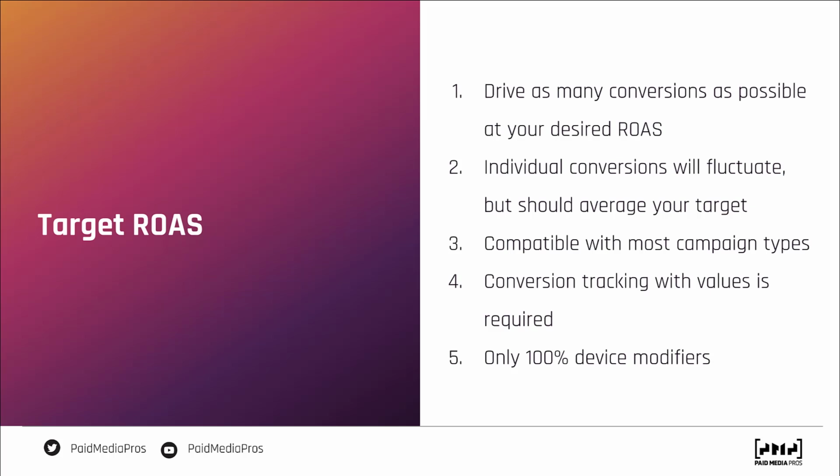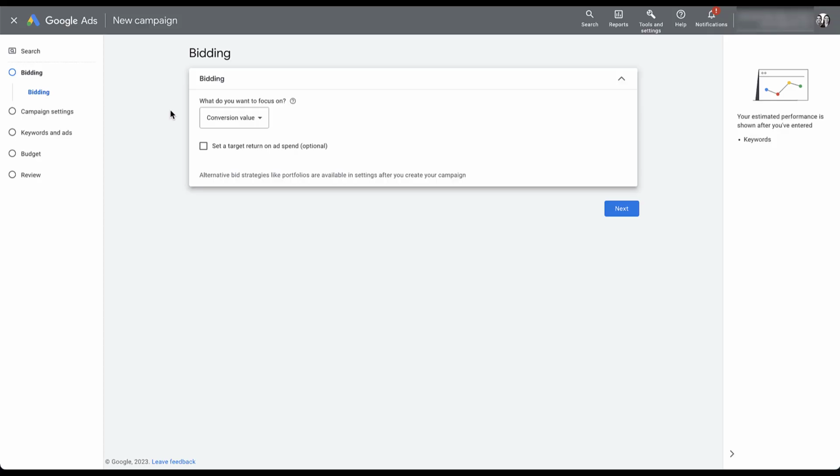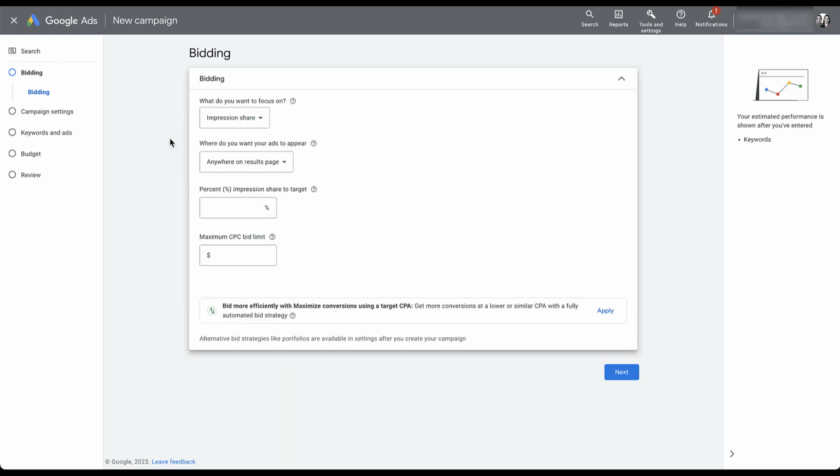Now let's start to talk about focusing on metrics that are outside of conversions. Some campaigns are designed really just to get eyes on an ad creative, a brand message, a logo. And for those, we have a handful of bidding strategies that focus just on visibility. Back in our staged search campaign, the first one I'm going to focus on is going to be impression share bidding. This is again a fully automated bid strategy from Google Ads.